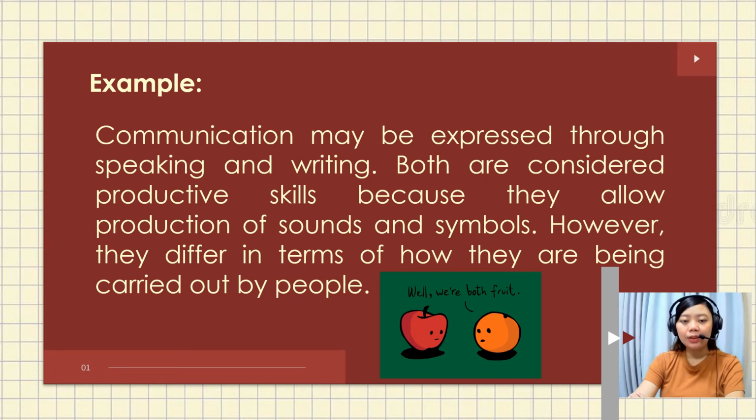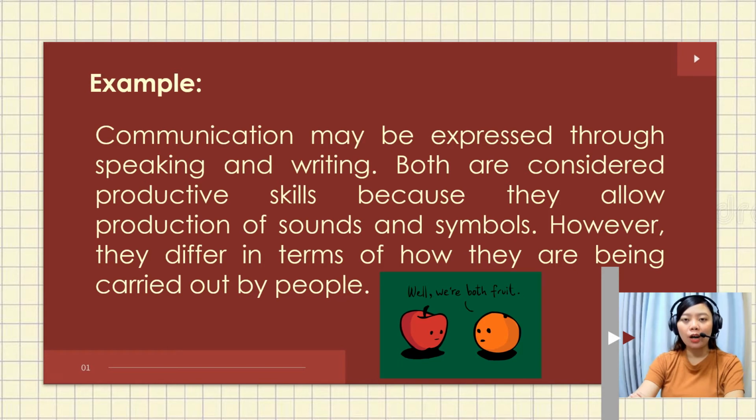For example, communication may be expressed through speaking and writing. Both are considered productive skills because they allow production of sounds and symbols. However, they differ in terms of how they are being carried out by people. So in this example, the words that are being compared and contrasted are speaking and writing. In the second sentence that begins with the word both, this is an example of comparison.